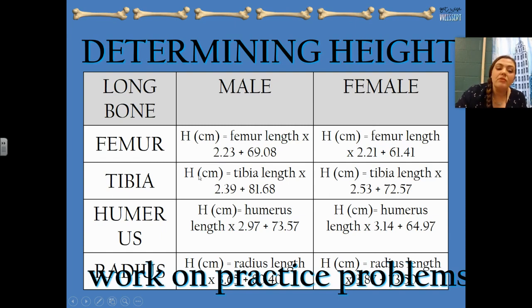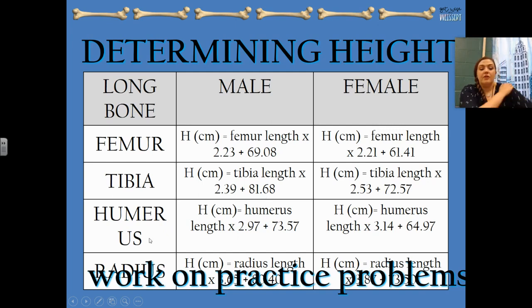Now, the tibia. Where's our tibia? That's in our calf. I just blanked on where it's at. I could do my tibia or my fibula, but this chart's only showing the tibia. The tibia is below the knee, from my knee to my ankle. I take my tibia length that I measure, multiply by 2.39, and add on 81.68.